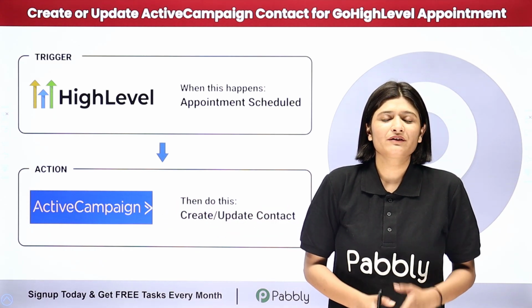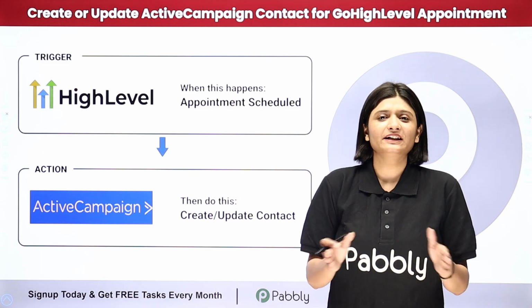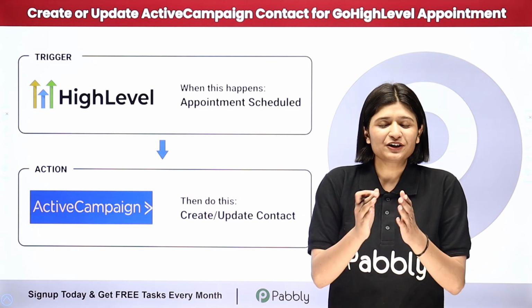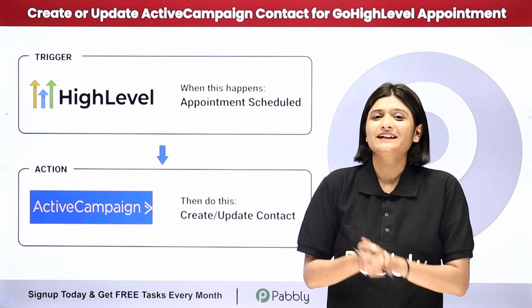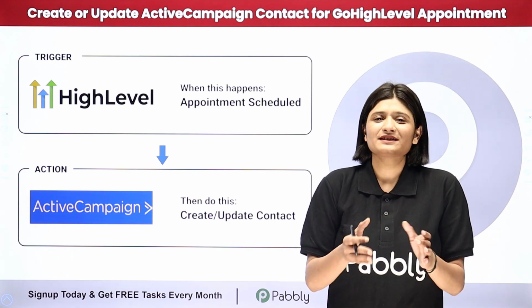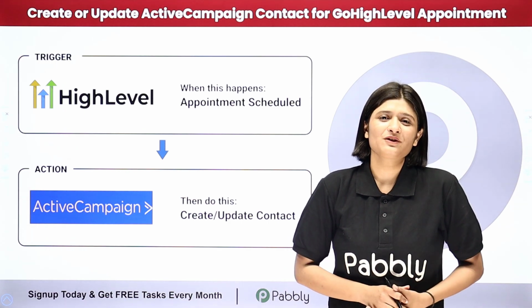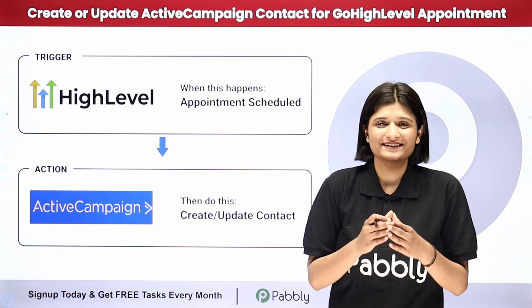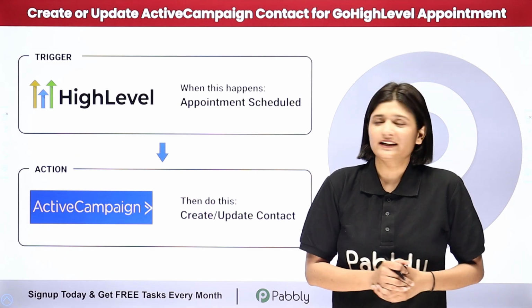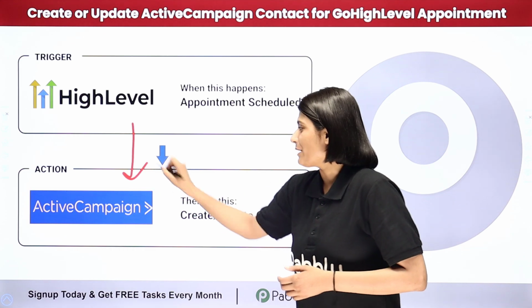Doing this manually will be a very time consuming task, so I am completely going to automate this process, and to do this automation I am going to use Pabbly Connect. So Pabbly Connect is an amazing automation and integration software which requires no coding or programming skills. Here I just need to build a connection between Go High Level and ActiveCampaign.